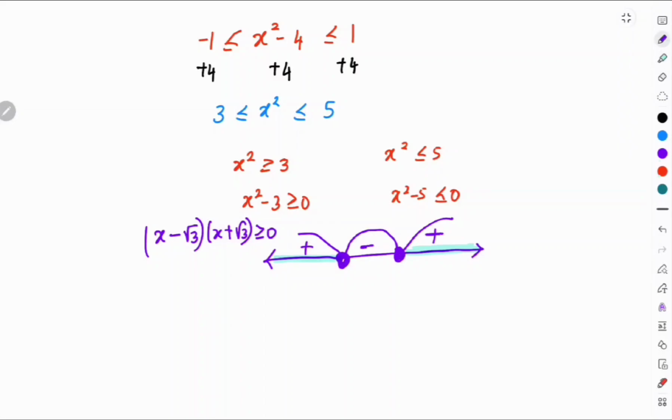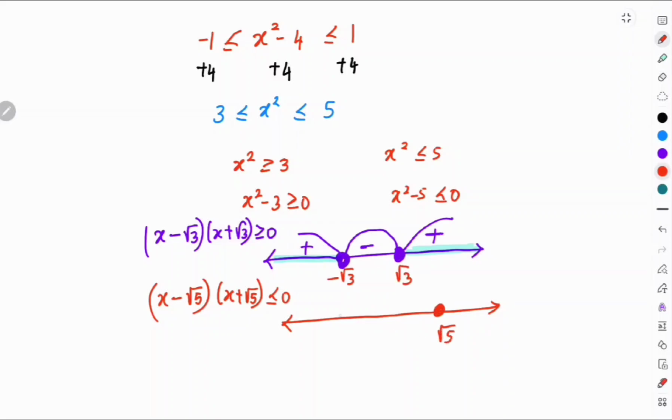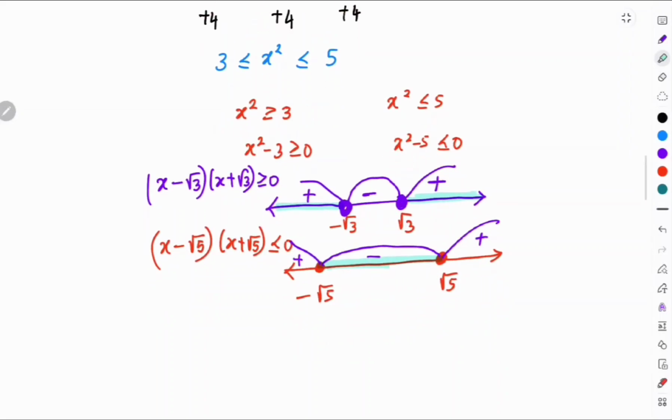If you consider the other one, which is x² − 5, so (x − √5)(x + √5) is to be less than or equal to 0. For this, if you plot the number line, here it's −√3 and +√3, and we are going to get the plus part here and the minus part here and the plus part here. So this is the region which is going to be covered. Now x should satisfy both the conditions, so let us take the intersection part alone.